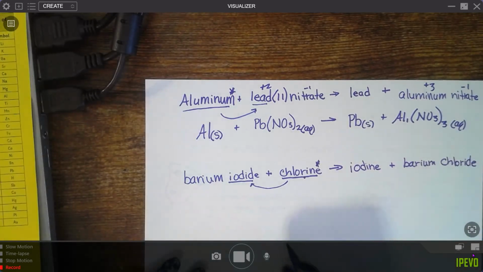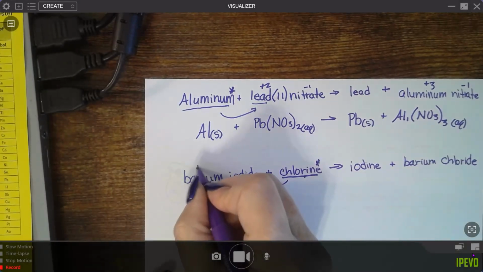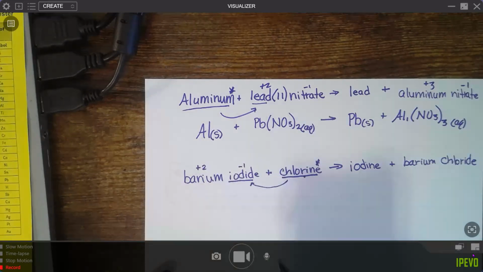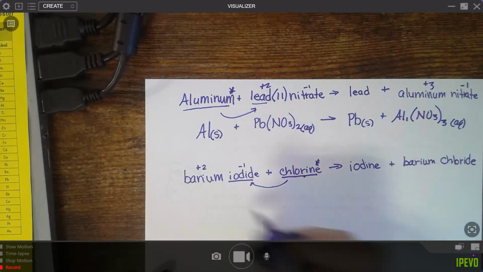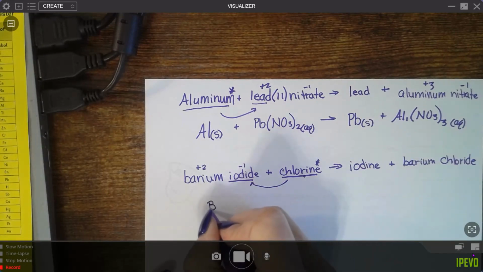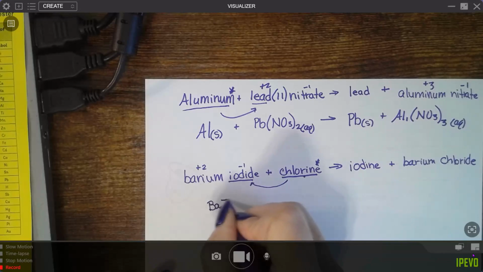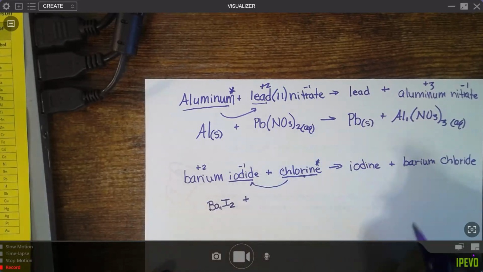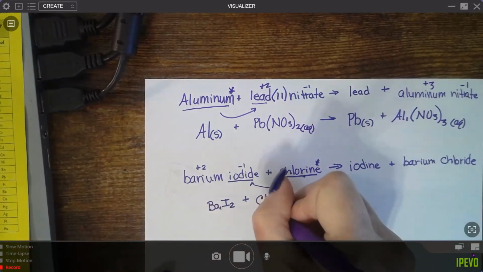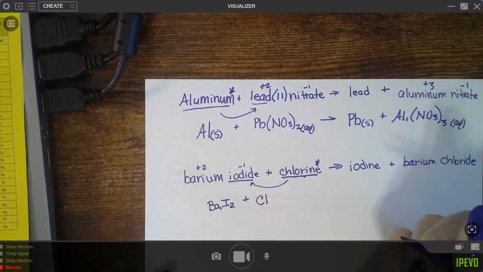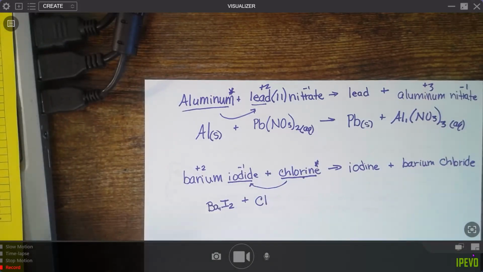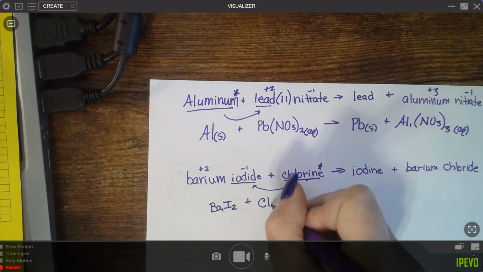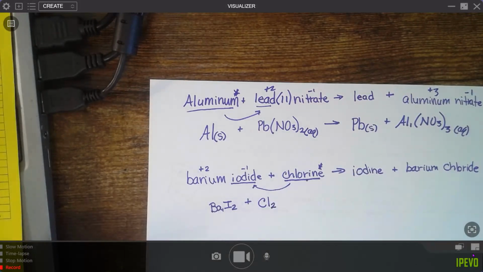Okay, so barium, I'm just going to go through this relatively quick because this is repetitious, but barium's plus 2, iodide is minus 1, so we end up with BaI2 plus chlorine. Chlorine, we didn't talk about this on our other examples. Chlorine is a diatomic element. Remember, it's one of the Hoberfinkel 7, so it gets a 2.